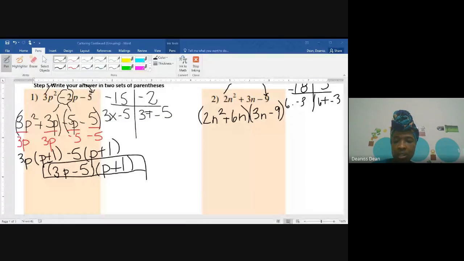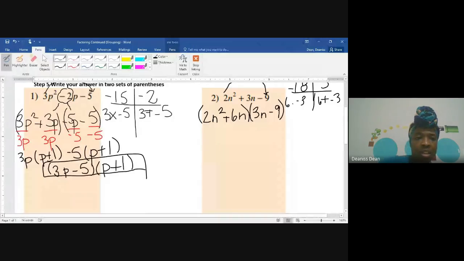For 2n squared plus 6n. Yes, that is correct. So the GCF here would be 2n. So I'm going to divide this one by 2n, because 2 is the biggest number that these are divisible by, and then n squared and n, n is the smallest exponent. All right, and then you have negative 3n minus 9, negative 3n minus 9.